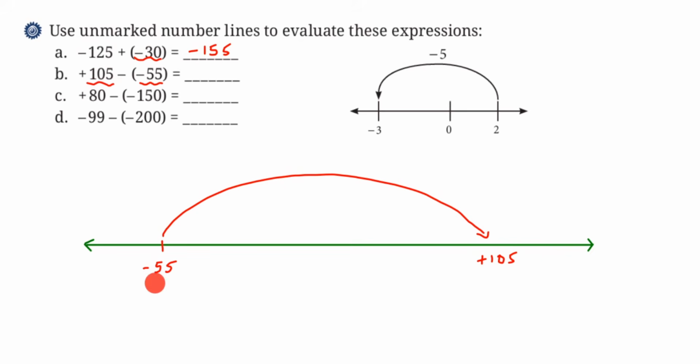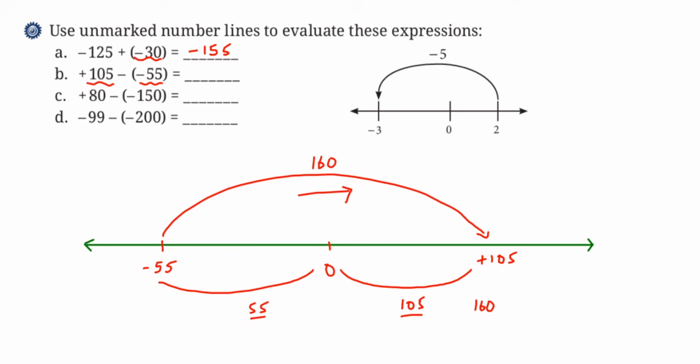So this is my starting point, minus 55, and I want to go to plus 105, and in between we have 0, right? So we will mark 0 because it will make the calculation easy. So from minus 55 to 0, I have to move 55 units, and from 0 to 105, I have to move 105 units. So total 55 plus 105, it is 160. So I have to move 160 units towards the right side. Since I am going towards the right side, it will be plus. So I'll get plus 160.